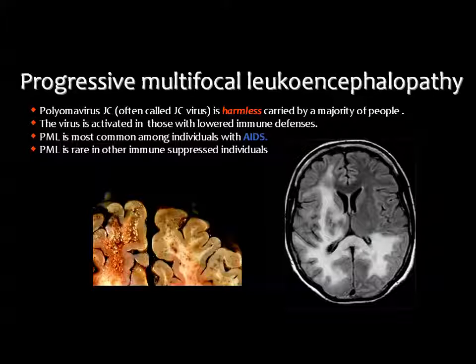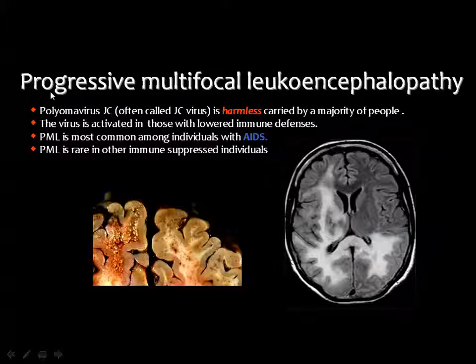Then we came to a lesion which is almost confined to patient with AIDS, and this is the progressive multifocal leukoencephalopathy. And this is caused by one of the viruses which is carried by a majority of the people. This virus is activated when the immune system, or the immune defenses, are lowered. And PML is most common among individuals with AIDS, and PML is rare in other immune suppressed individuals. It's one of the characteristic lesions that can be seen in AIDS patients.